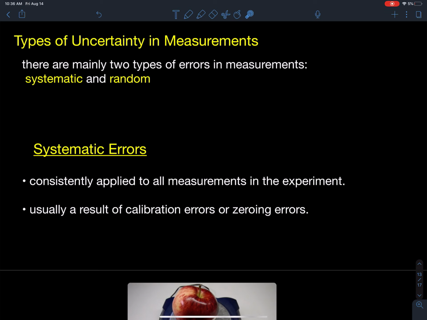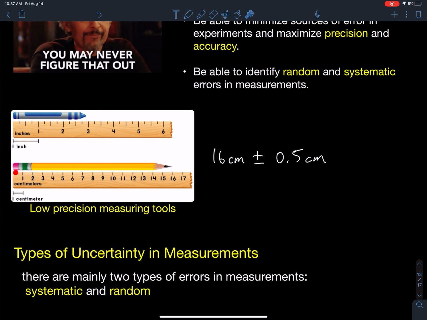The types of uncertainties in measurement that we are talking about all the way through this course are systematic and random error. And we need to be able to identify them. Systematic errors usually are applied consistently to all measurements in the experiment. That's how we can identify systematic error. Every measurement has the same shift, and they usually result from a calibration error or a zeroing error. So if I go back to this ruler, if that was off by 2 millimeters, all my measurements with that ruler would be off by 2 millimeters. So that type of error here would be a systematic error.